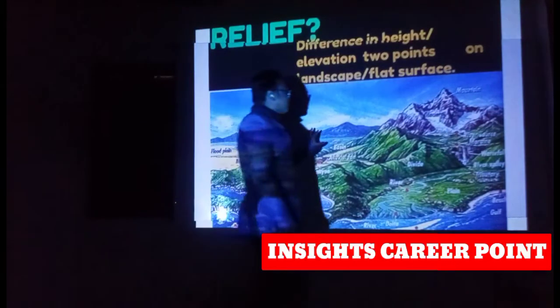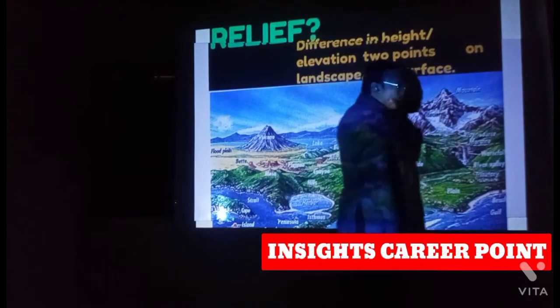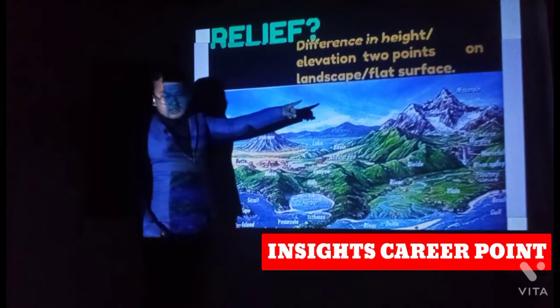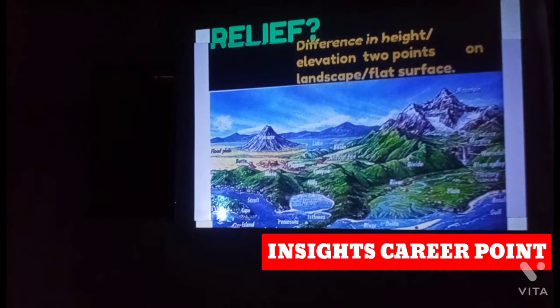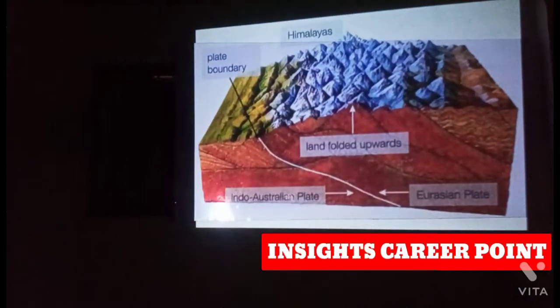Then these structures form based on the difference between the two points of this mountain, and that very difference in height is what we call relief. Okay, now we have understood relief. Let's carry on. Okay, here come the Himalayas.